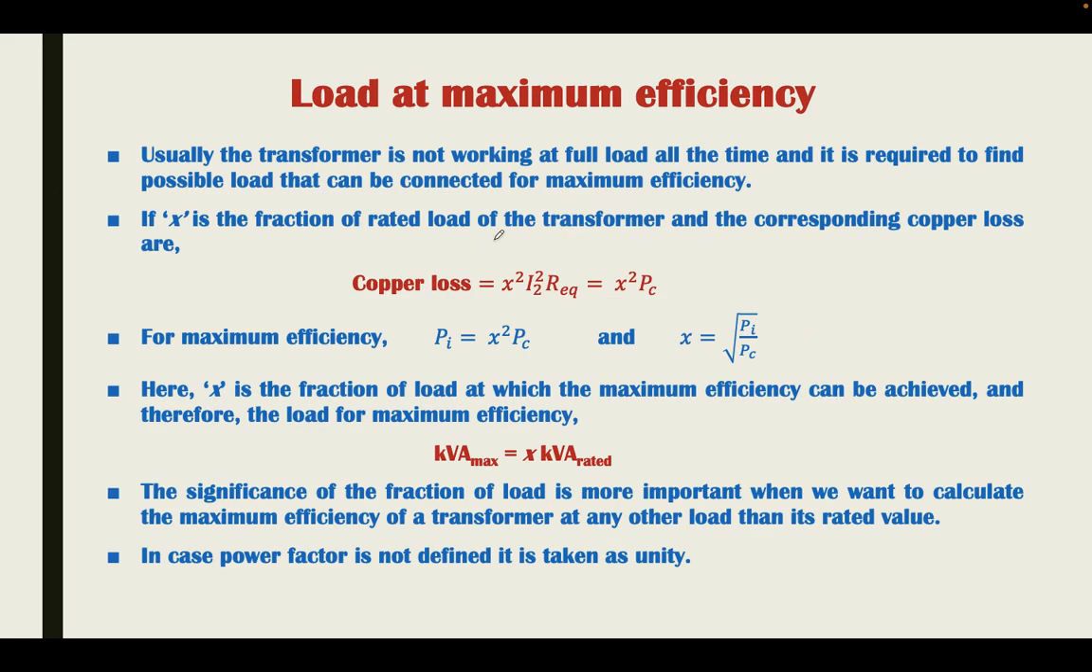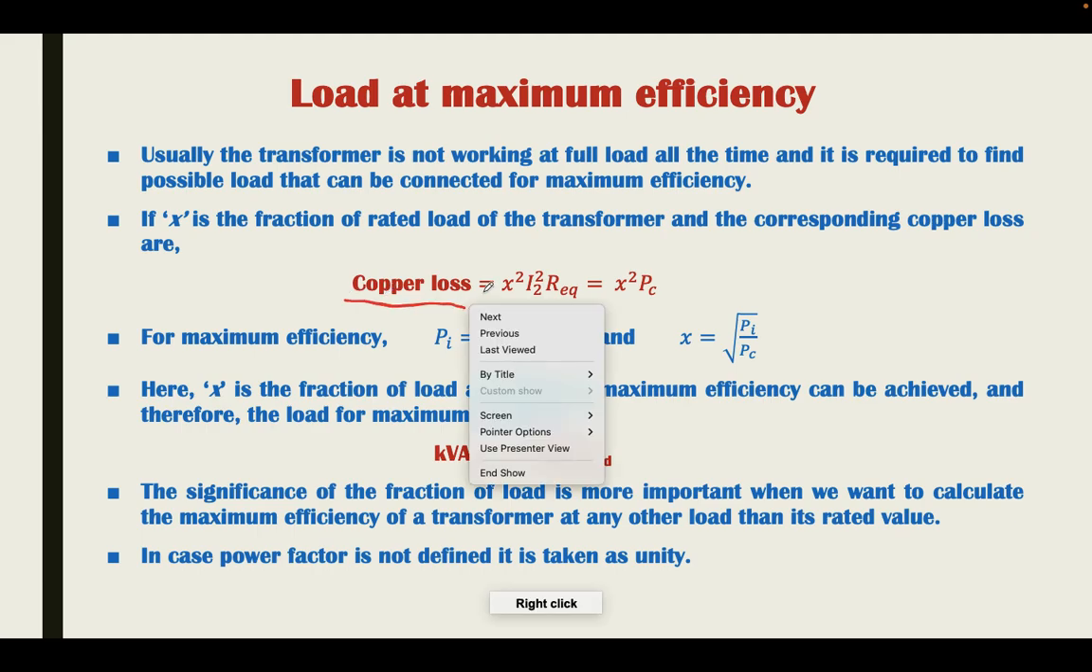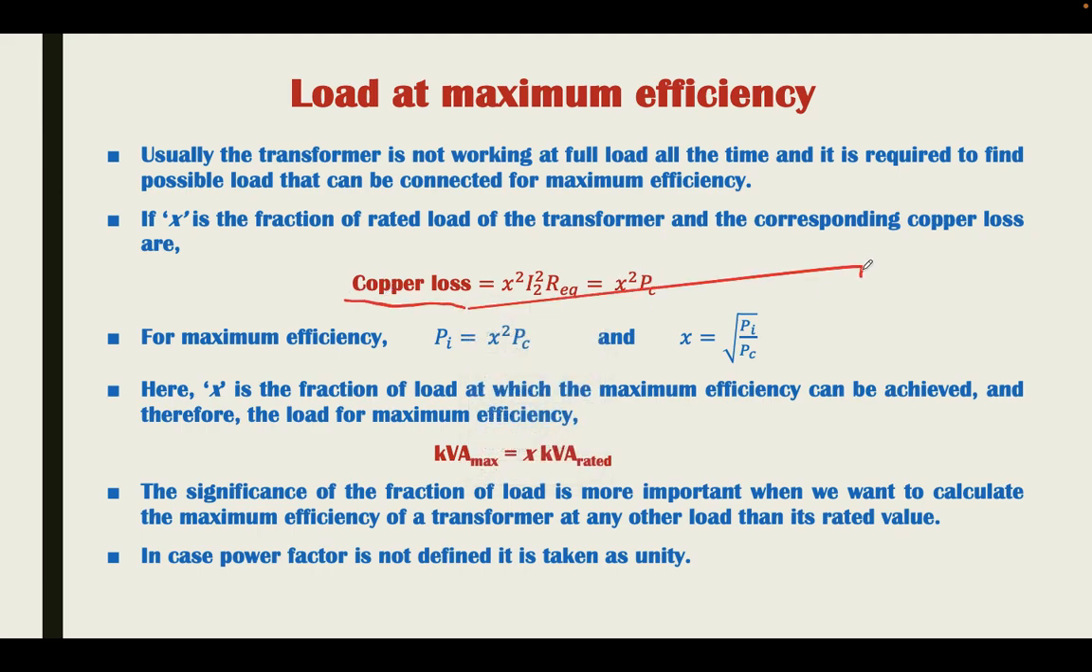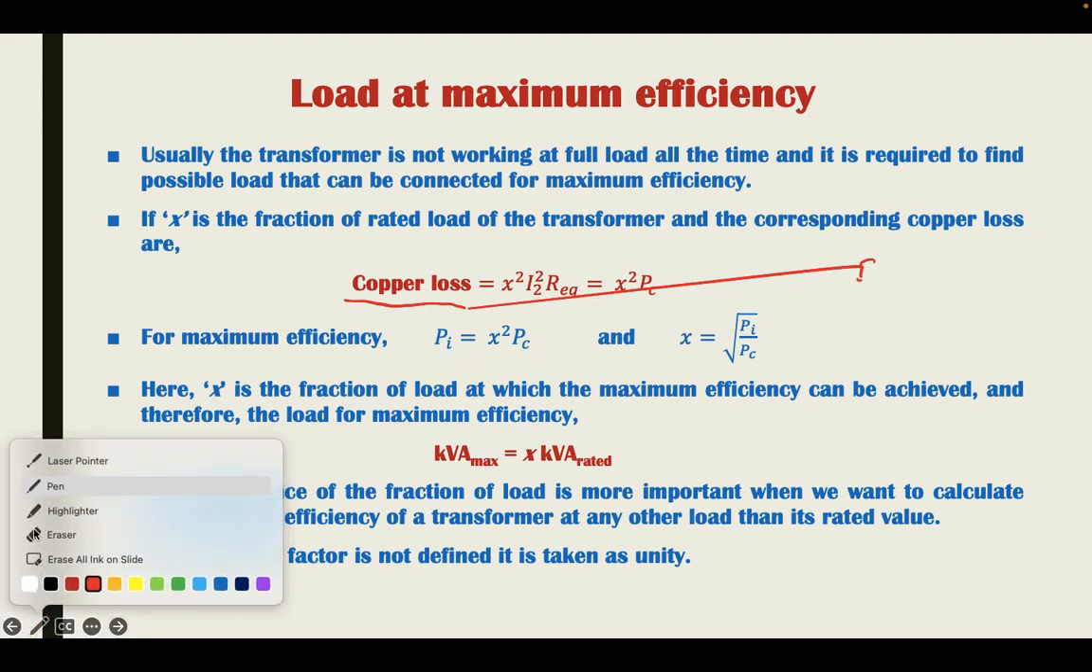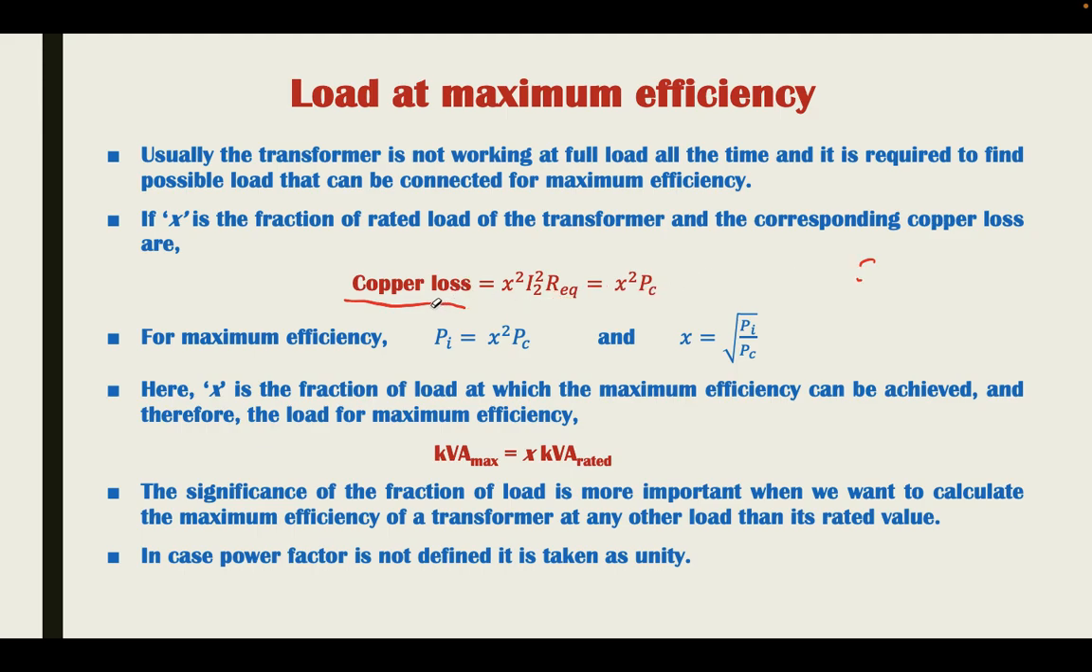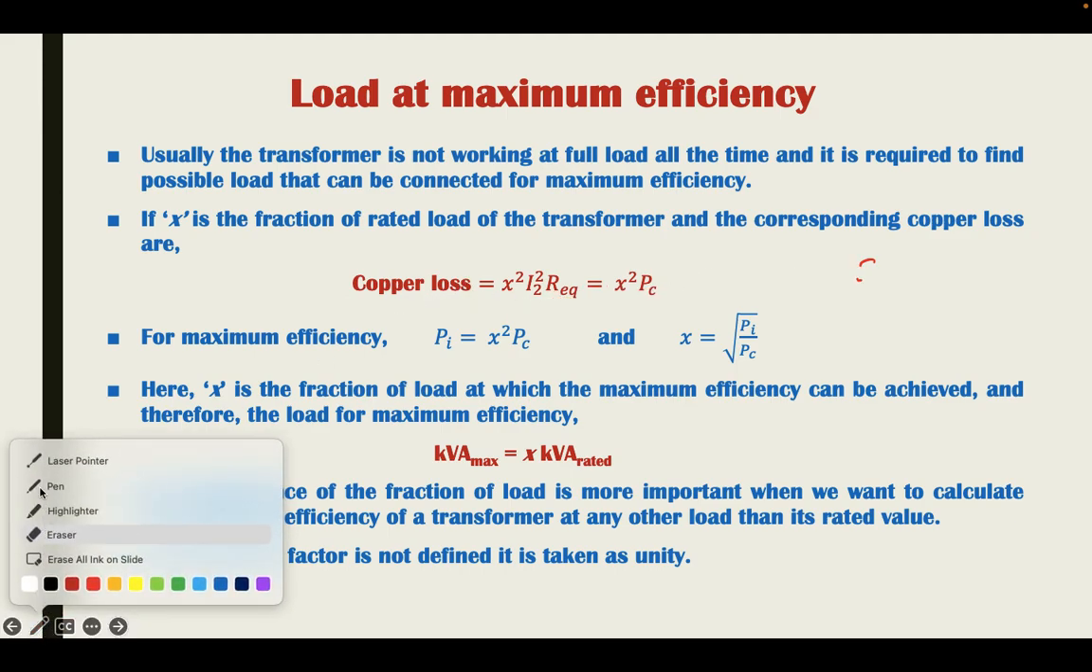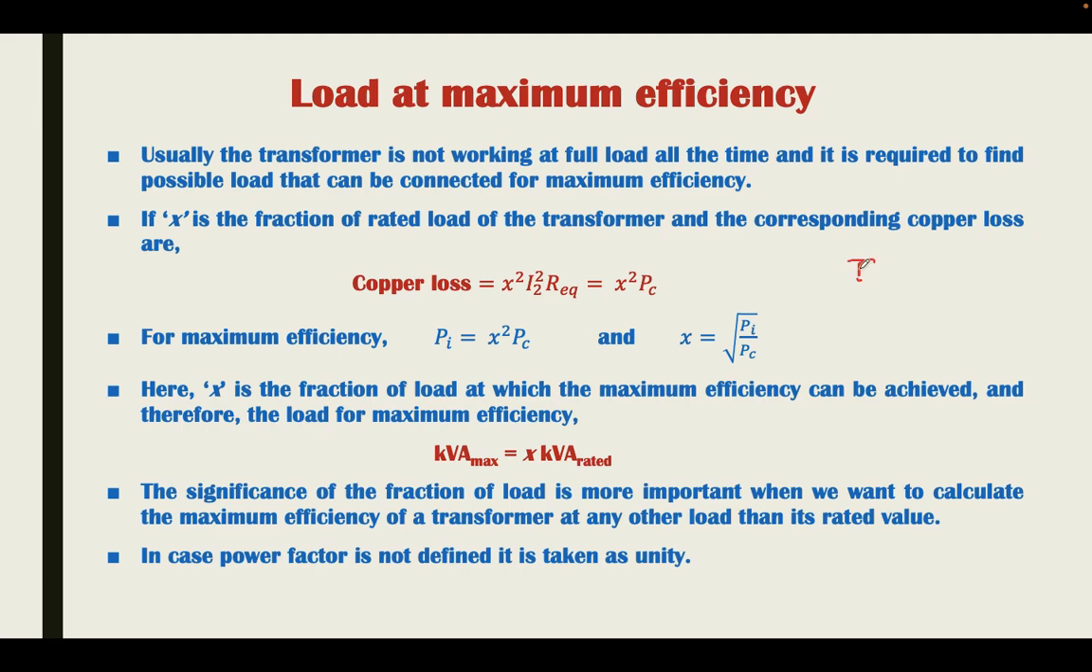Now, we know the copper loss in a transformer winding is always given by I square R, where I is the secondary current, whereas R is the equivalent resistance of both windings. So it is I square R equivalent. The transformer efficiency will be maximum when the iron loss is equal to the copper loss, but at any other load, it doesn't mean that the transformer efficiency will always be maximum at its full load.